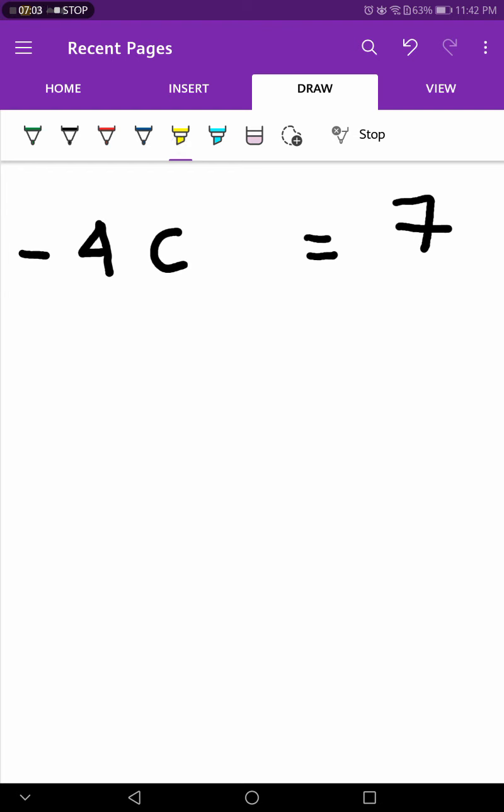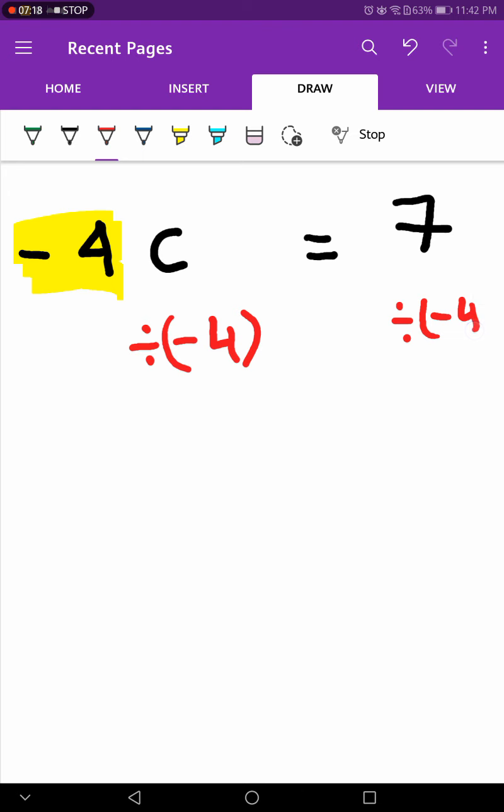Again, what is the coefficient of this equation? Great. It is negative 4. So divide both sides by negative 4. You can write it like this, or you can write it like this.